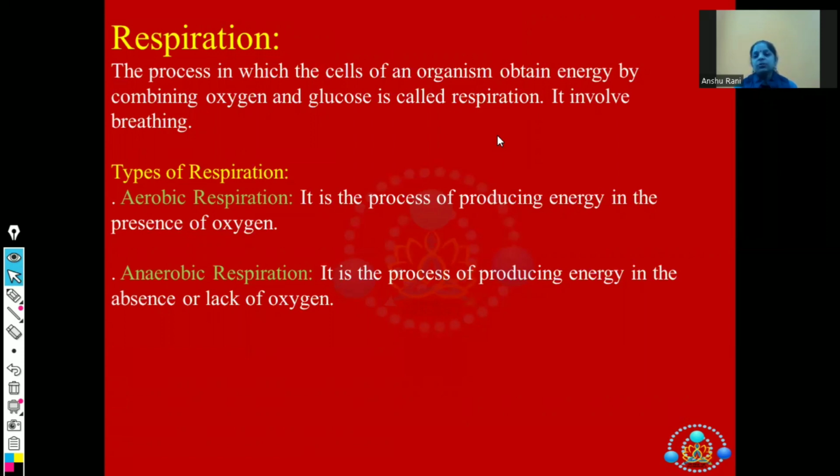In respiration, the food you are taking in is broken down into its smaller components. We can have two types of respiration, aerobic and anaerobic. Aerobic means production of energy in the presence of oxygen, and anaerobic means producing energy from food in the absence or lack of oxygen.